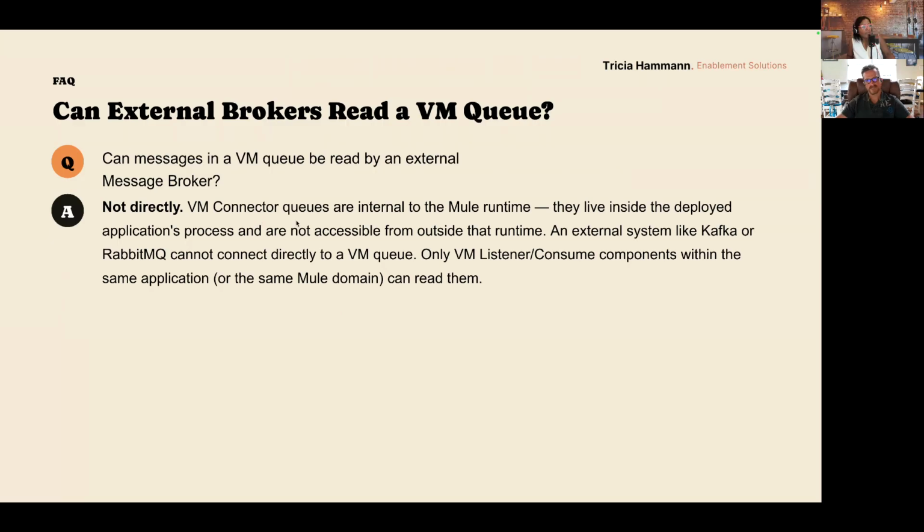The VM connector queues, as we learned already, are internal to the Mule runtime. They live inside the deployed application process and are not accessible from outside that runtime. An external system like Kafka or RabbitMQ or any other that we already have seen cannot connect directly to a VM queue. Only a VM listener component within the same application can read them.